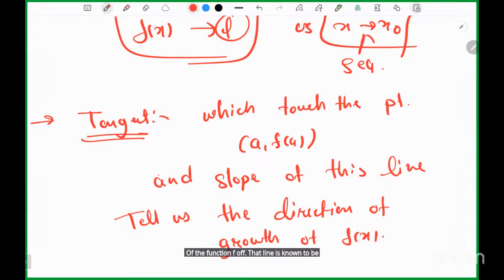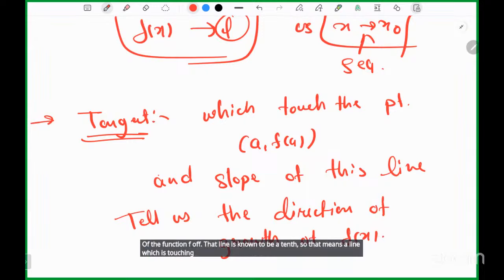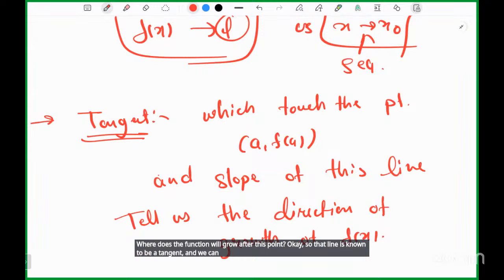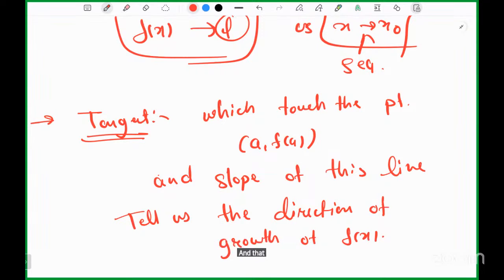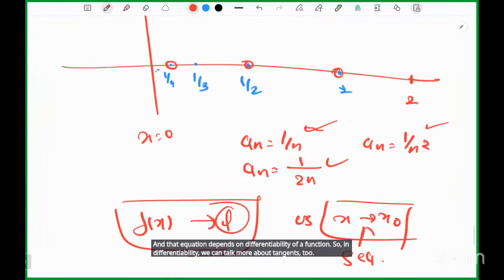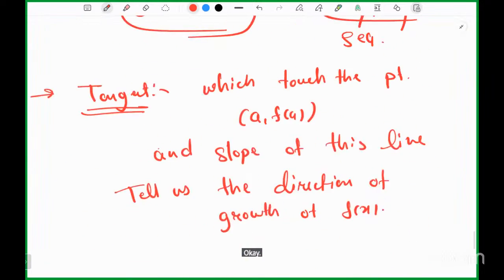So that means a line which is touching the graph at a comma f of a, and the slope of that line is actually telling us where the function will grow after this point. Since it's a line, we can have an equation of the tangent, and that equation depends on the differentiability of a function. So in differentiability, we can talk more about tangents too. Yeah, I was talking about subsequences.